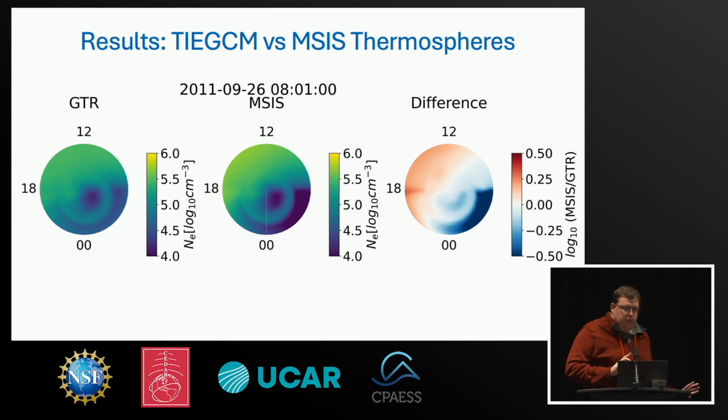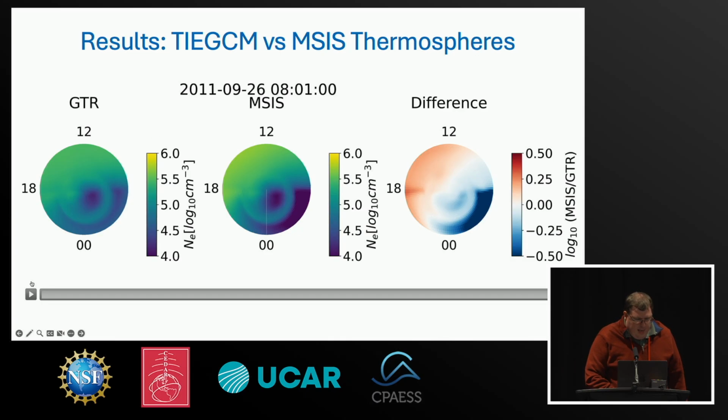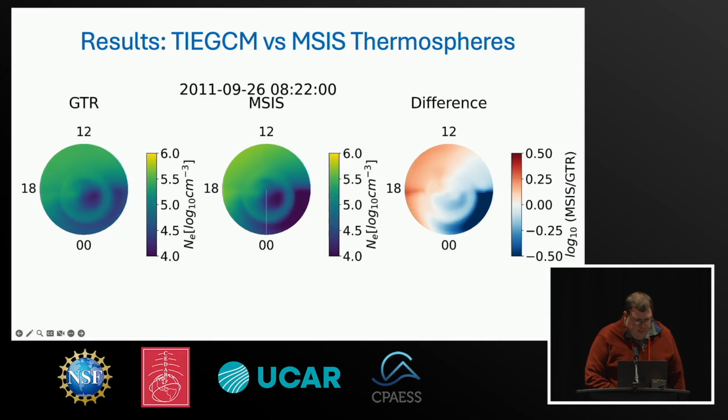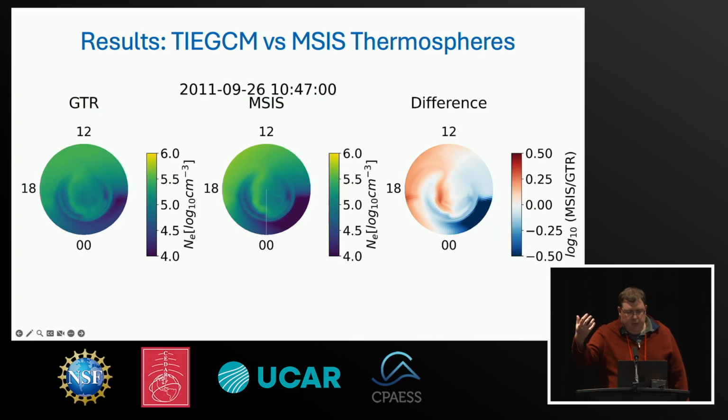On the left is GTR, and the middle is the EMSIS simulation, and then there's a difference plot. And this is electron density at 300 kilometers. And it's not terribly interesting in the calm before the storm, but as the storm develops, you see we pull a tongue of ionization into the polar cap.